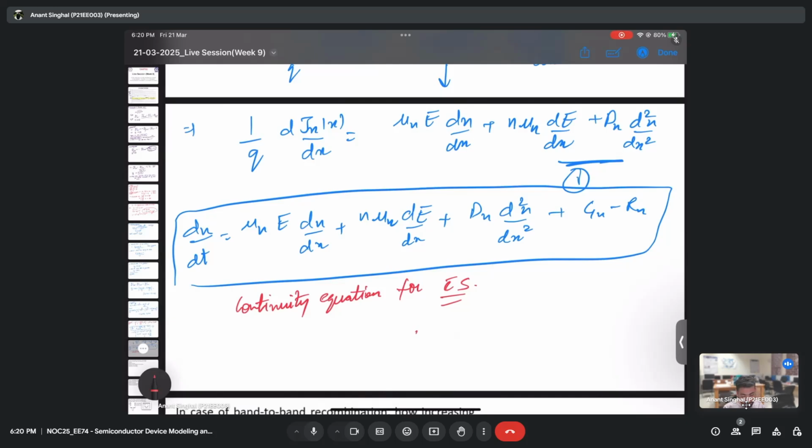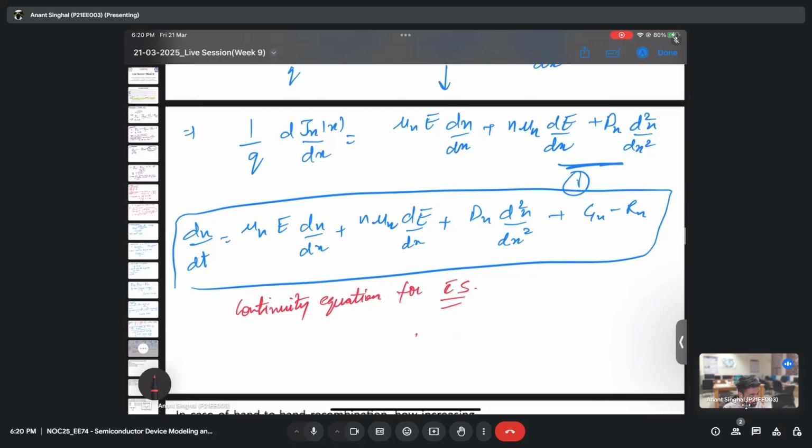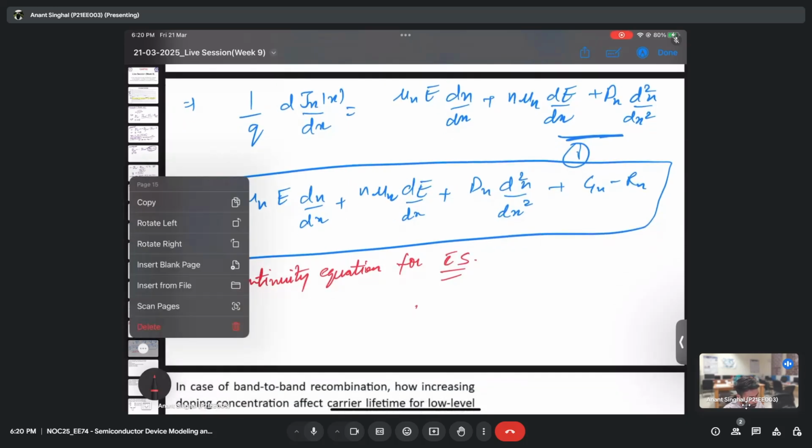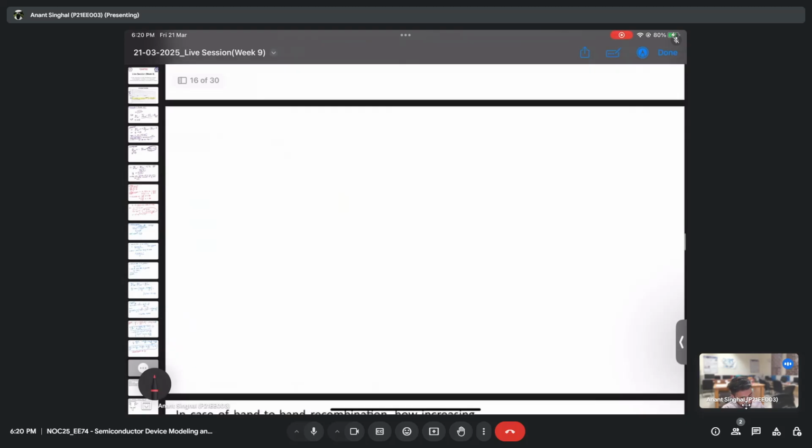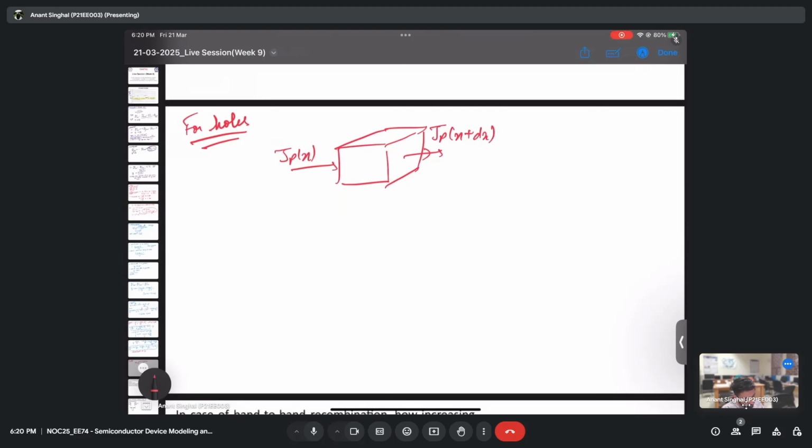Now for holes we can redo the whole process, and we only need to be careful about the signs. So let's do it quickly. Similarly for holes, we can have a similar bar in which we are only focusing on the hole concentration, which is Jp at x here, and it is Jp at x plus dx here. Same, the cross sectional area is A and the length is dx, and the recombination is happening. Let me skip to the part of the continuity which is dp by dt.